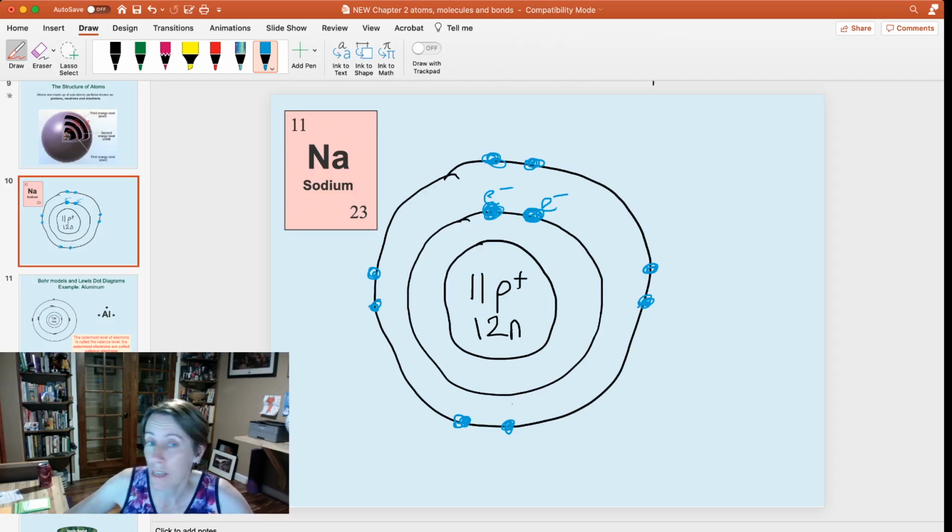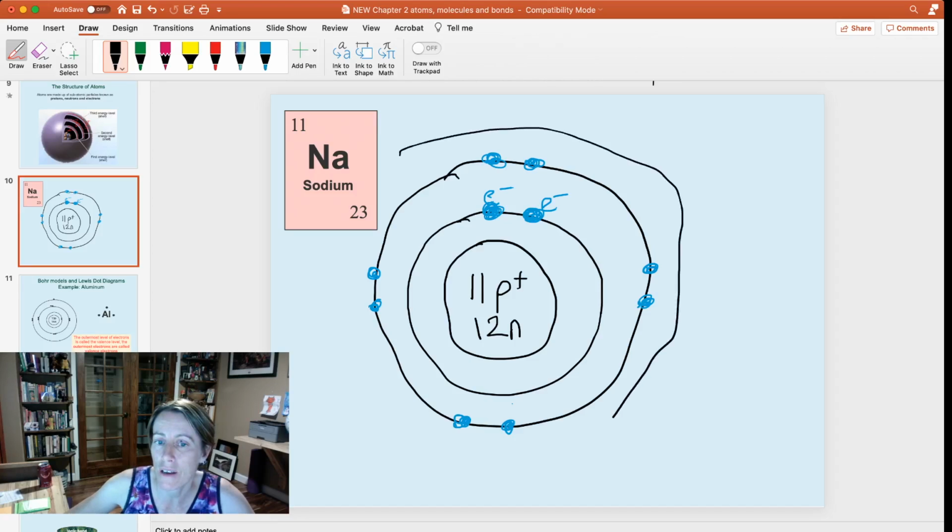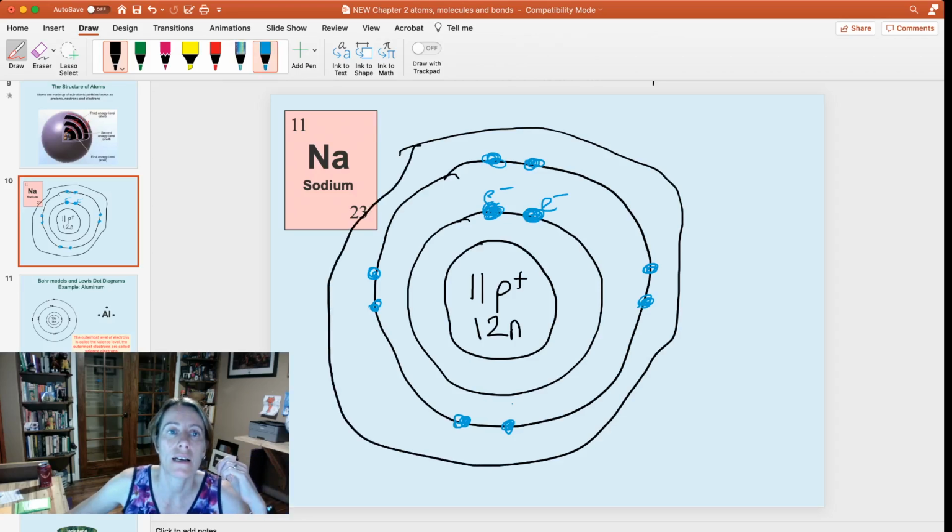So I still haven't got enough electrons. What am I going to do? I'm going to have to make another shell to fit the 11th one in. So I'm going to have to build another shell. It would be nice and circular, but I can't draw very well. And we're going to put our last electron right here.